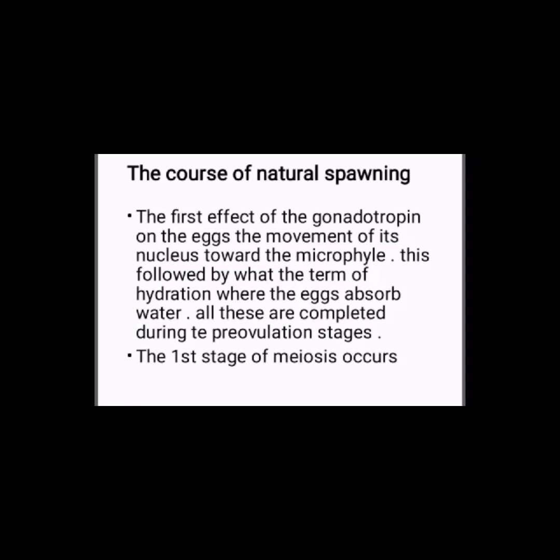This is the effect of the gonadotropin on the eggs, the movement of nucleus toward the micropyle. So, nag-move yung mga nucleus toward the micropyle. So, the first stage of meiosis occurs. This is where the first meiosis occurs, during which the total number of chromosomes is reduced to half. At the same time, the follicles keeping the eggs fixed on the wall of the ovary get dissolved by enzyme.